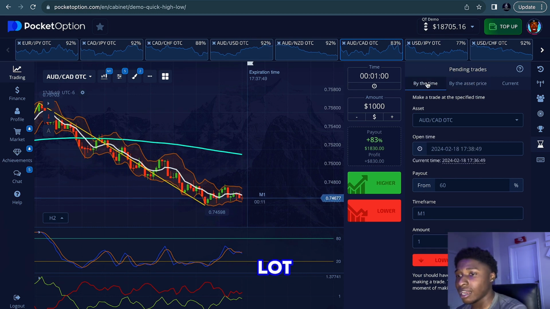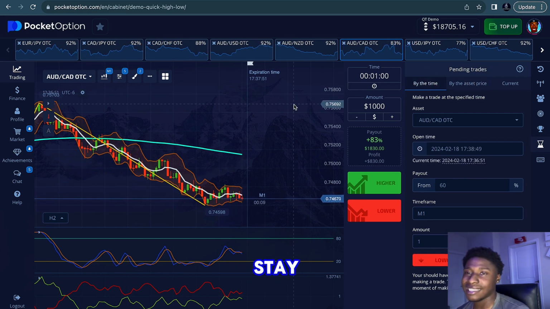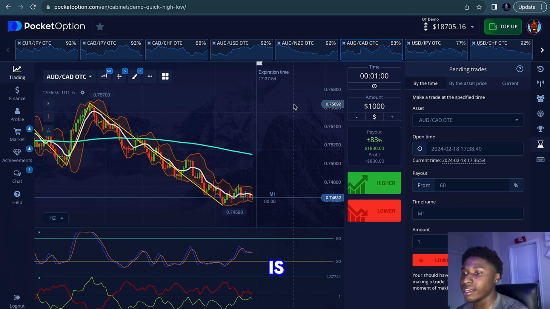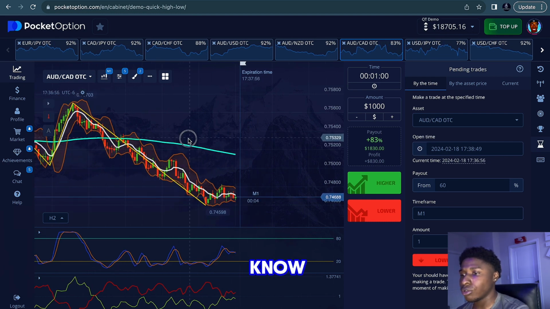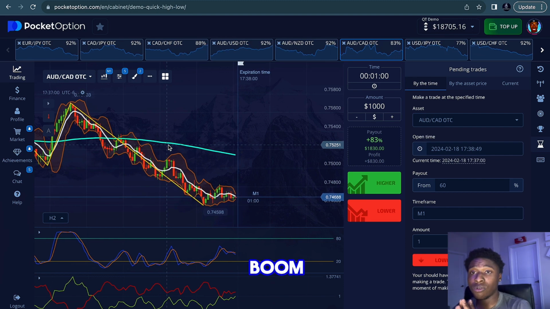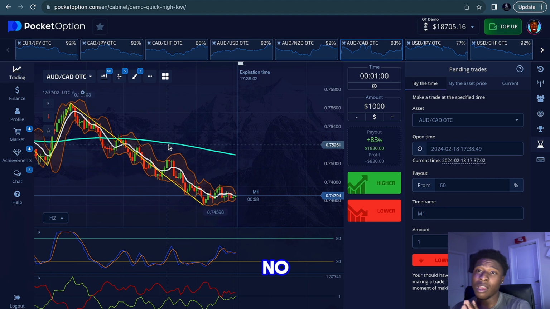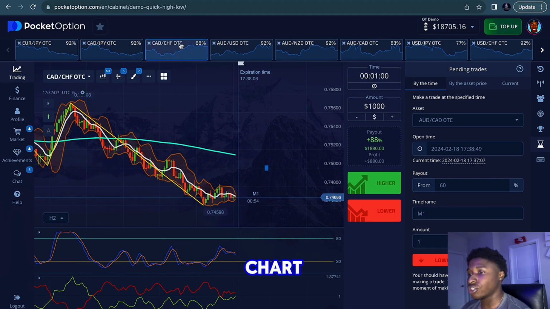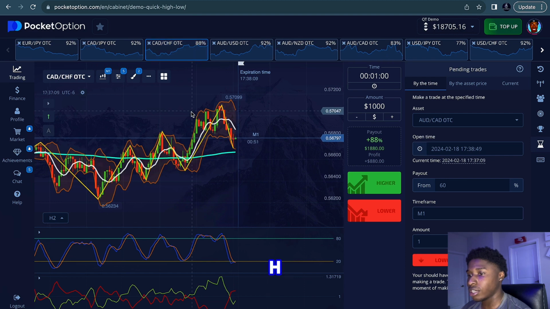And you can actually make a lot of money like this if you just stay on the charts, guys. And trading is not something that you will just hop on the charts and boom, make money in 2 minutes. No, you have to study the chart before you trade on it. So let's go to a different chart right here, CAD CHF.